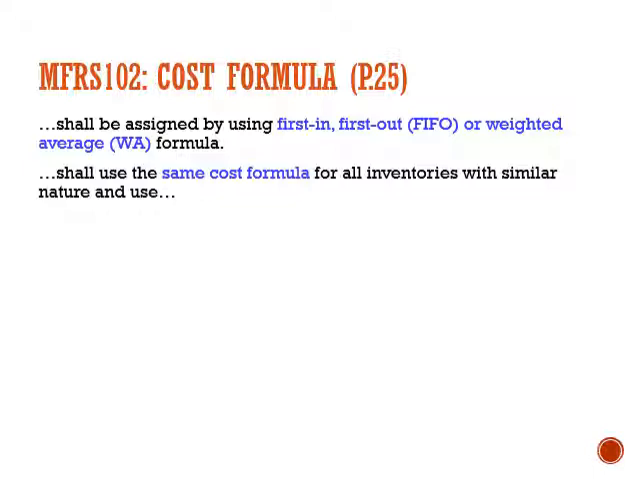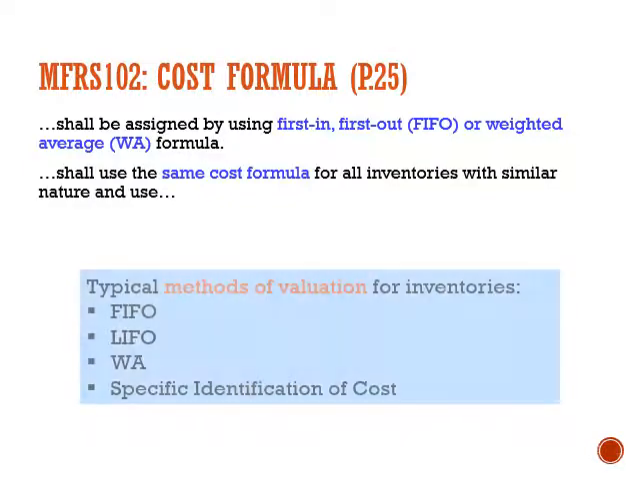For example, if we have goods consisting of food and beverages, and we choose to apply the FIFO formula to it, that means for every fresh produce, cereals, soda drinks, every item that falls under the same category, we must use the same formula to determine the cost at the end of the year. Just for your information, although the standard only recommends FIFO and weighted average, generally we also have LIFO and specific identification of cost methods to determine costs.